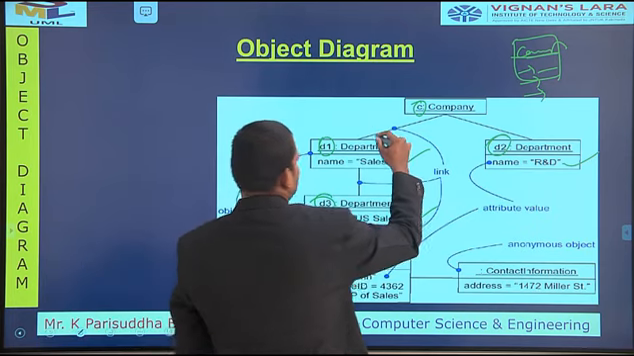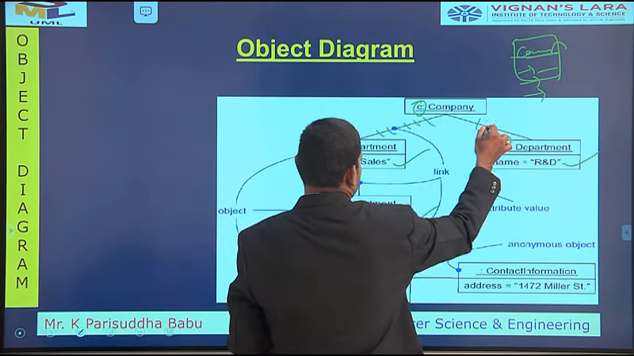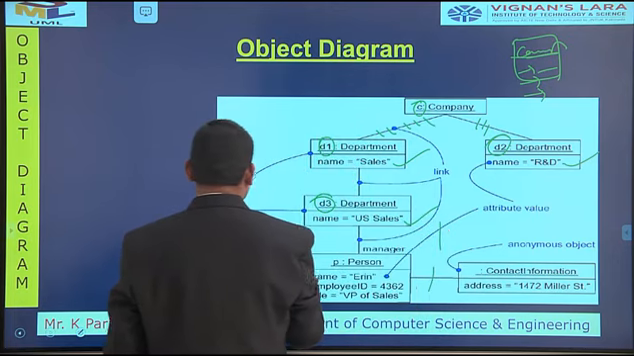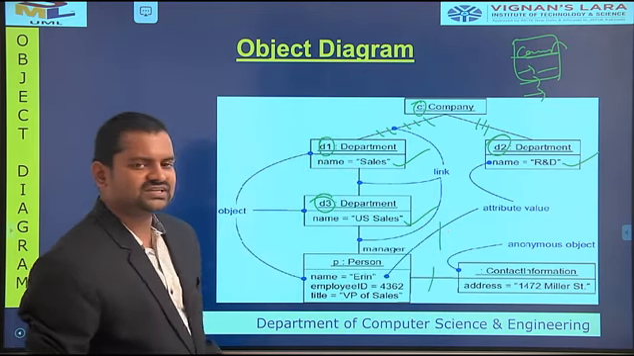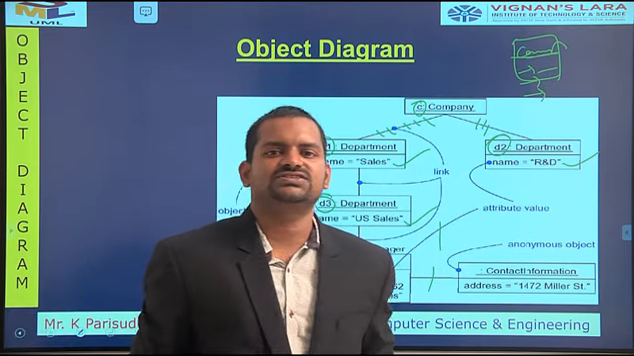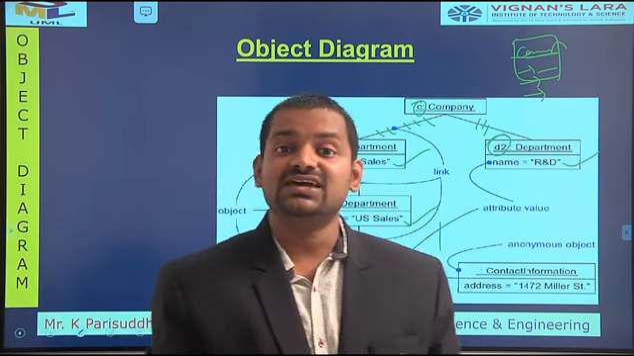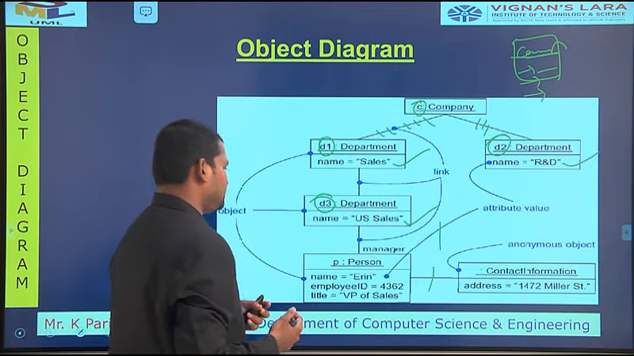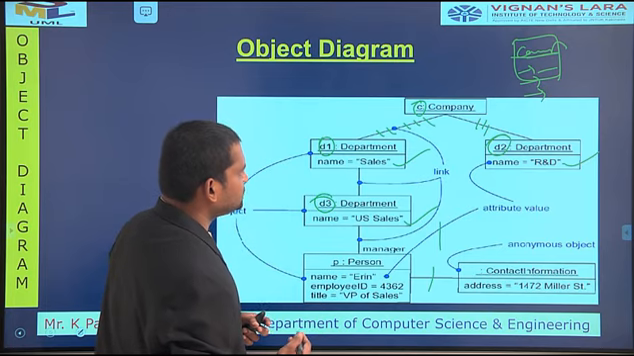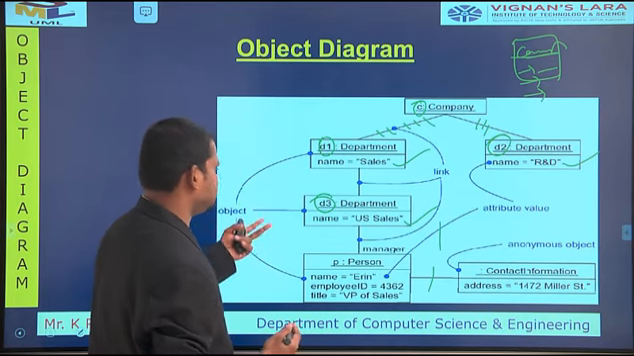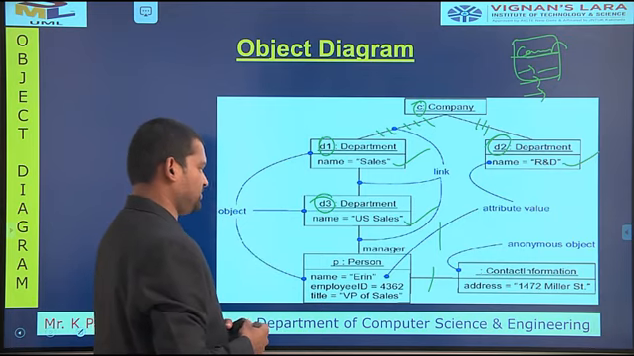Links you can represent. These are the links. Why are these links representing? The links are representing the relationship among the objects. Links represent relationships among the objects. In between objects, you can represent the links. All these are objects and their links you can represent.